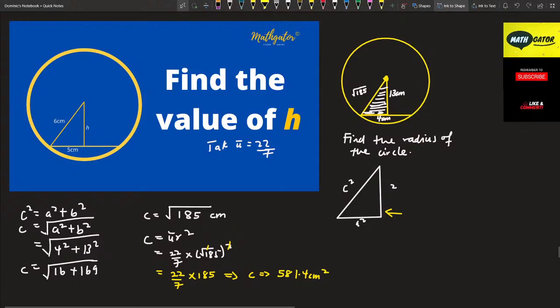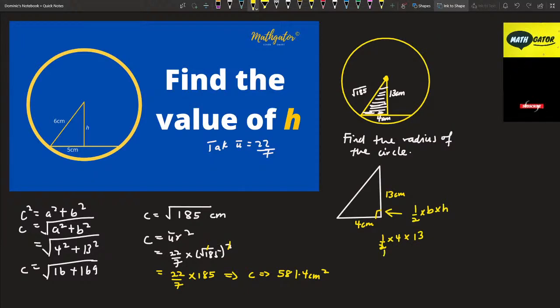Let me remove these things because we don't need them. I can just use it to find the area. What's the formula for finding the area of a triangle? It is half base times height. When we look at this closely, we have our base to be 4 centimeters, and because it is perpendicular, we take 13 as our height. So it becomes half times 4 times 13. No shortcuts. The 2 cancels to give us 2, so it becomes 2 times 13, and that will give us 26.